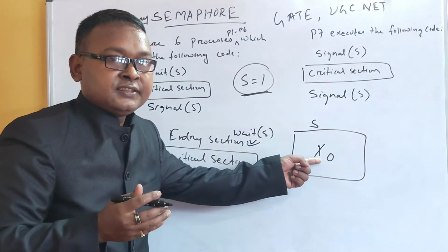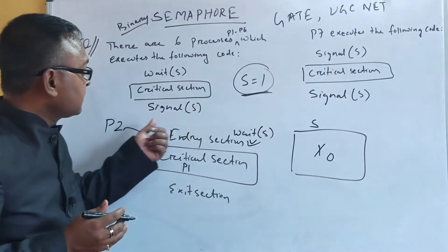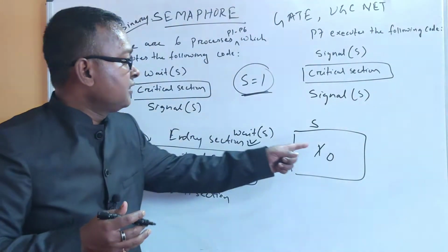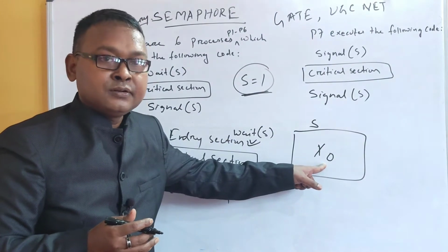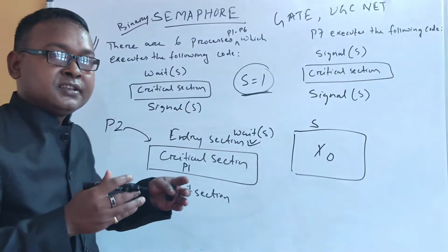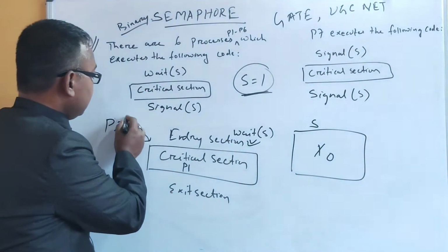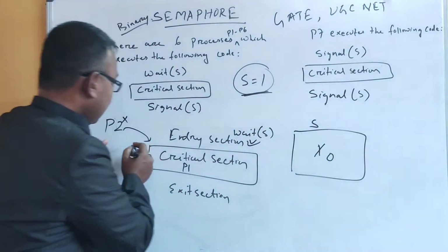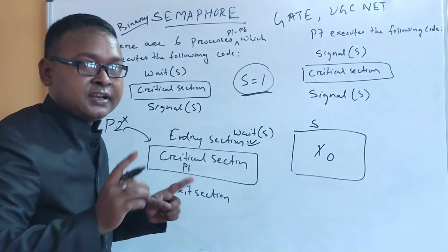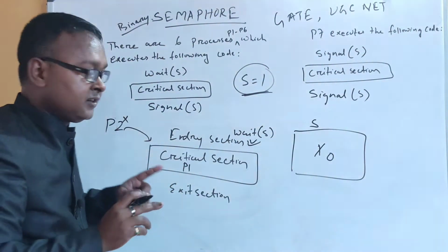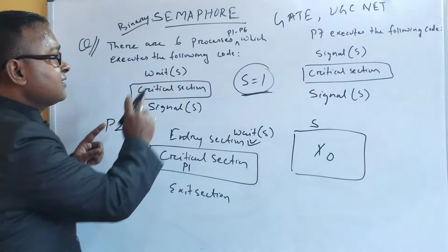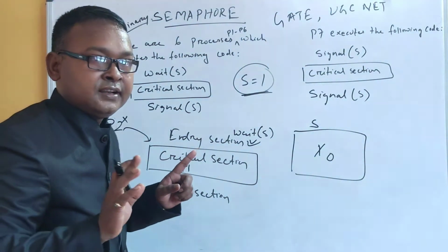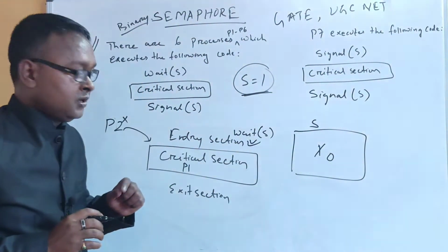As it is a binary semaphore, when P2 executes the entry section, that means the wait, it finds the semaphore value as 0. As the semaphore value is 0, it cannot enter into the critical section, right? P3 wants to enter, P3 also cannot enter, P4 cannot enter, P5 cannot enter, P6 cannot enter, right? As the semaphore value is 0.